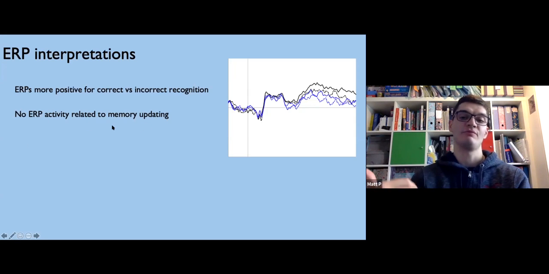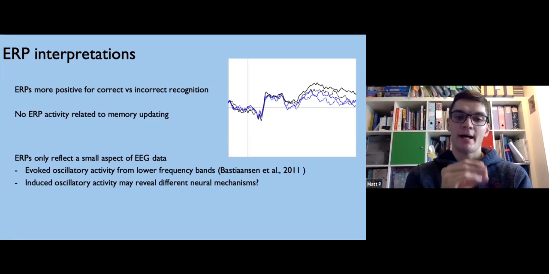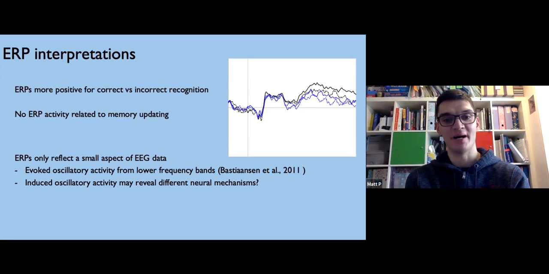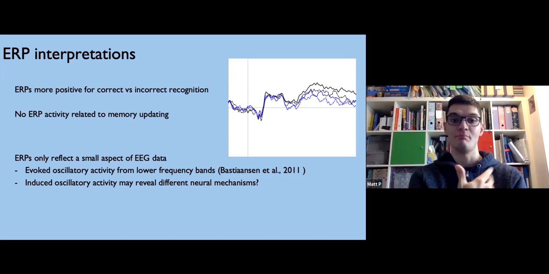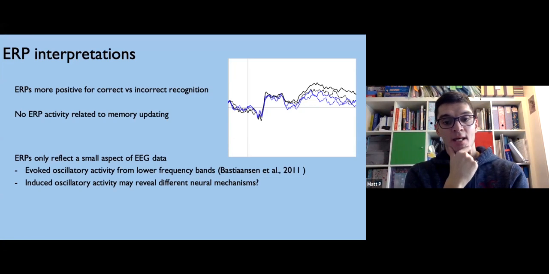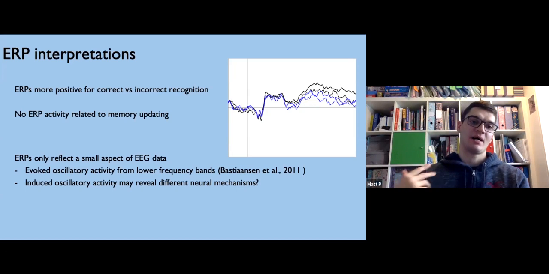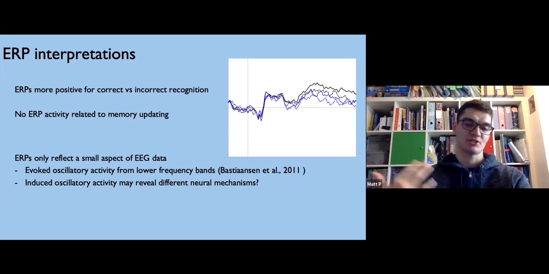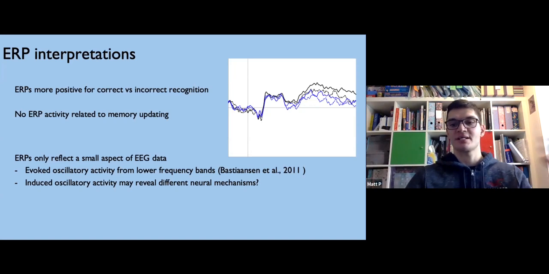Importantly, we found no neural marker of memory updating with the ERPs, which was frustrating in a way, because we had some strong predictions that we may have seen some activity during the initial task that would have predicted what the participants pick in the later memory test. We then reasoned that the ERP measure reflects only an aspect of neural processing. It reflects the evoked activity in response to the time-locked presentation of an event, generally from lower frequency bands.